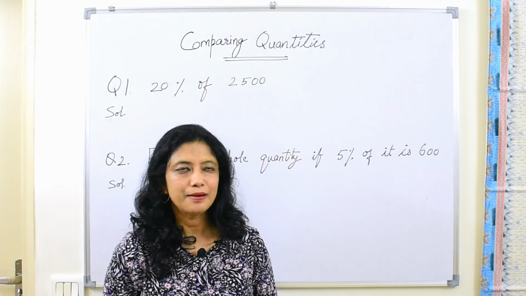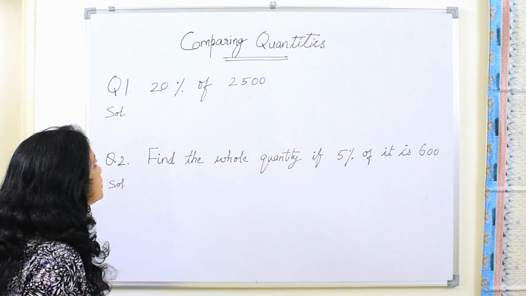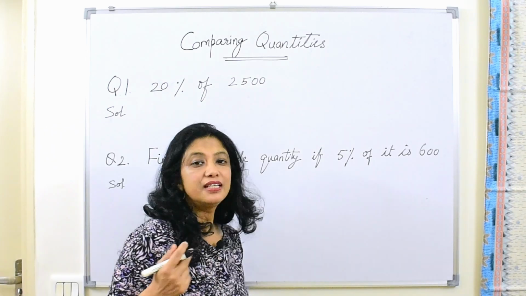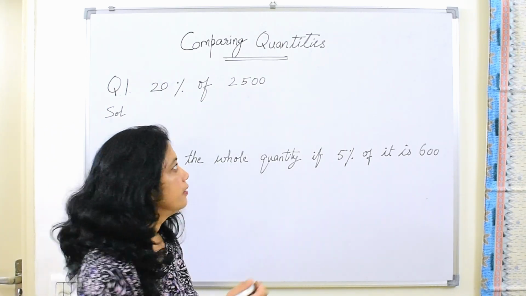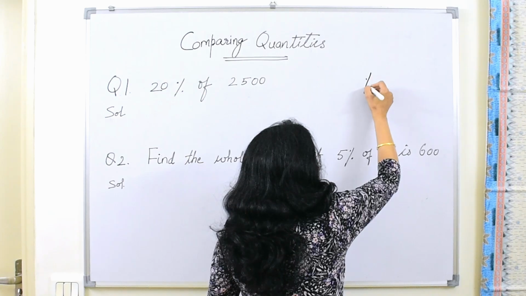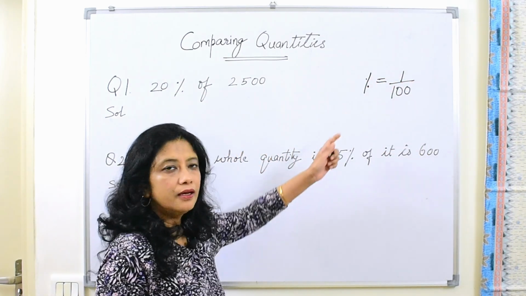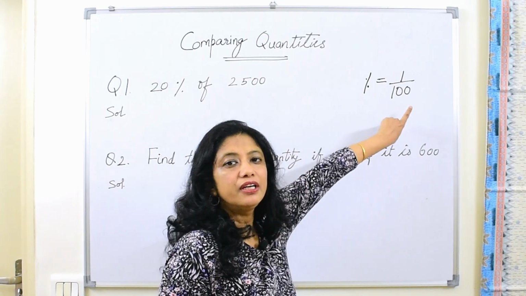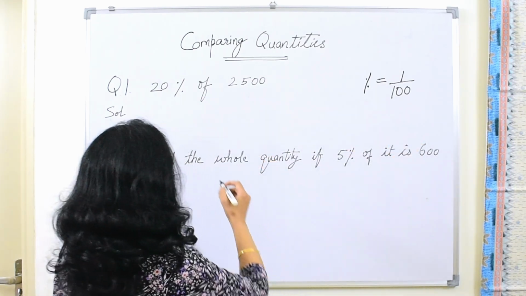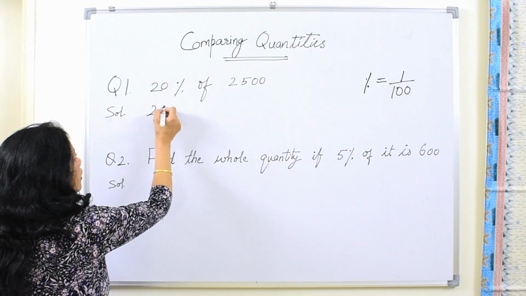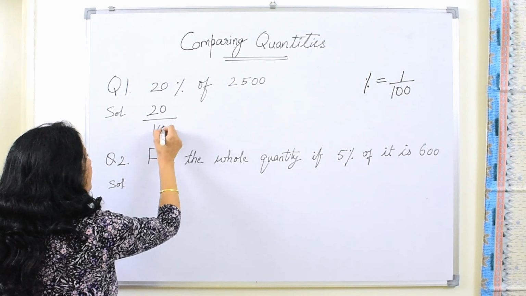Let us solve these sums. 20% of 2500. Percentage means out of 100. And we can write percentage like this. Instead of the percentage sign, we can write this also. So here 20% means 20 out of 100.